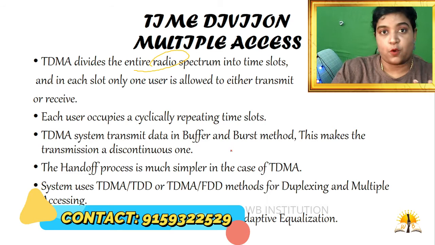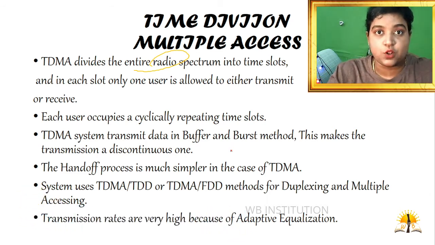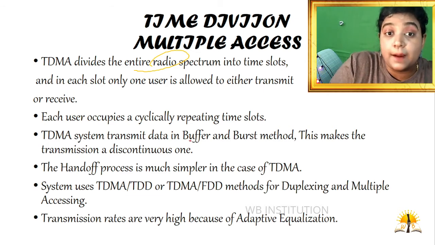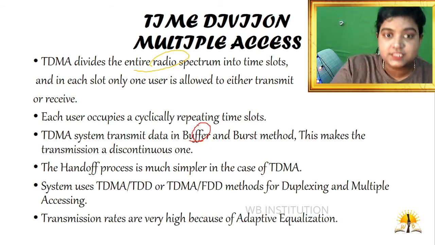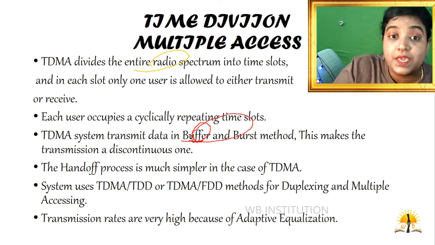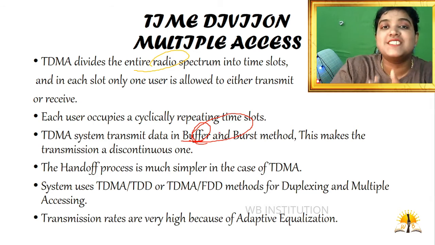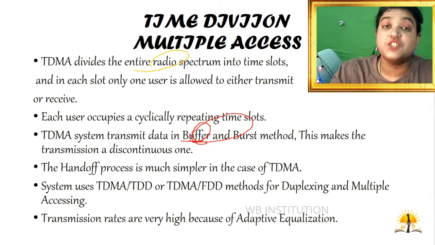Okay, after the slot reaches you, you will be loading the information and it is transmitted to the other user. Meanwhile, you will be generating other information. Okay, this process, the information which I am generating after my time slot, gets stored in a buffer. Okay, once my chance occurs, this will be transmitted in the frame. This process is said to be the buffer and burst method. Clear? Okay, this makes the transmission discontinuous.